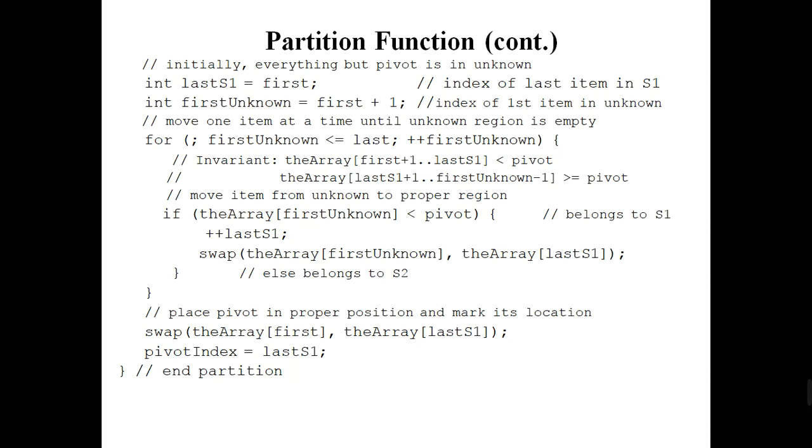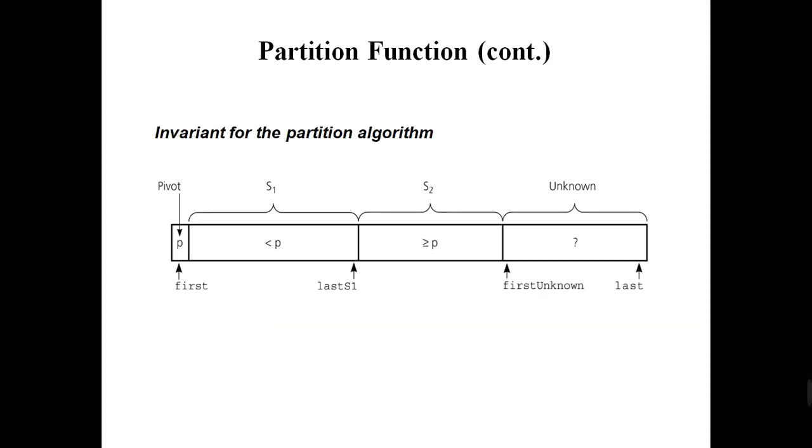Okay. Then the invariant: array from first plus 1 to lastS1 is less than or equal to pivot. Then one more condition: if the array of firstUnknown is less than pivot, and the condition is true, pre-increment lastS1. Then swap the array of firstUnknown with the array of lastS1. Then swap the array of first with the array of lastS1, then pivot index equals lastS1. With this, the partition is over.